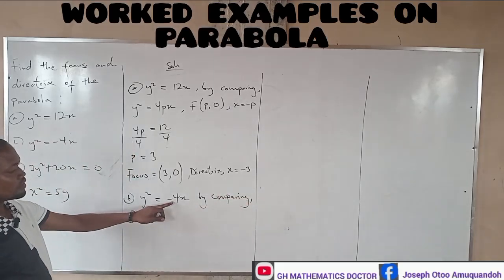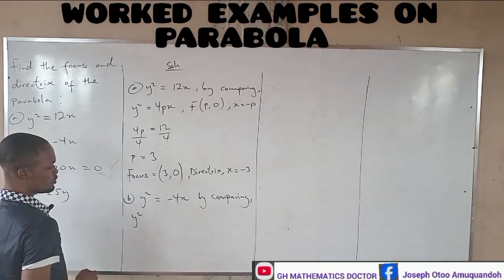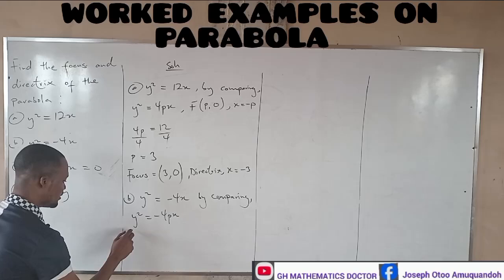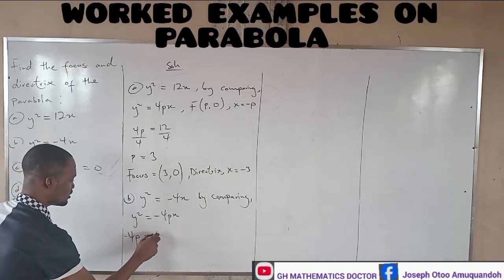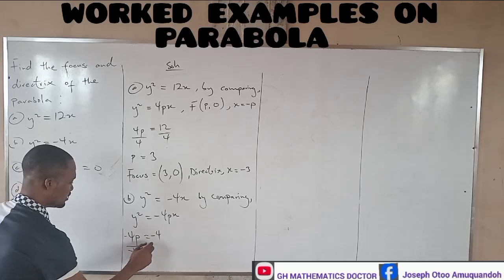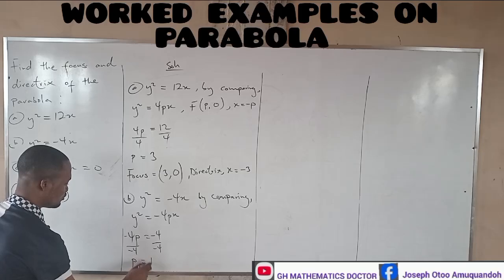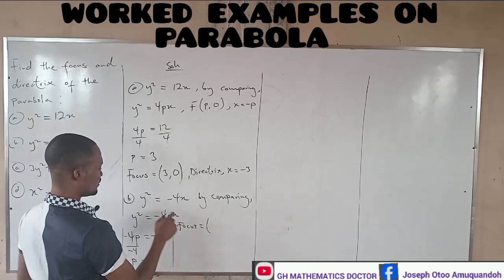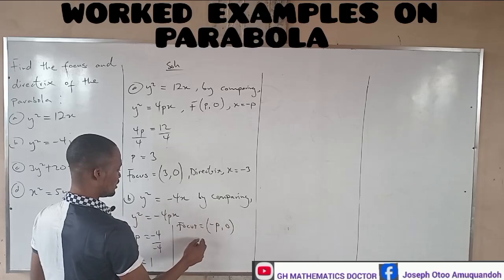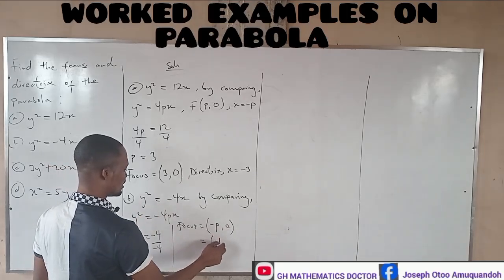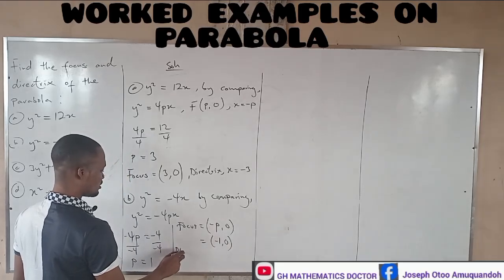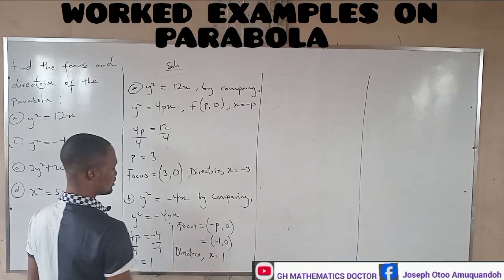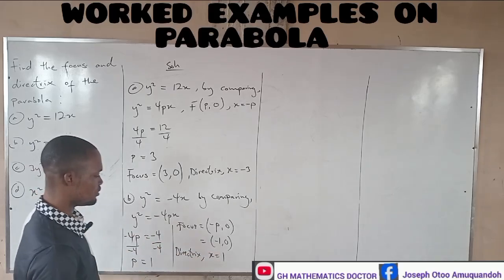By comparing with this one, it is open to the negative side of the x. So the standard equation will be y squared equal to negative 4px. So by comparing, we are going to have negative 4p equal to negative 4. And dividing both sides by negative 4, p is equal to positive 1. So our focus is going to be in the form (negative p, 0). And the p is 1, so we're going to have (negative 1, 0). And our directrix is x equal to positive 1 because the focus is negative, so the directrix will be 1.